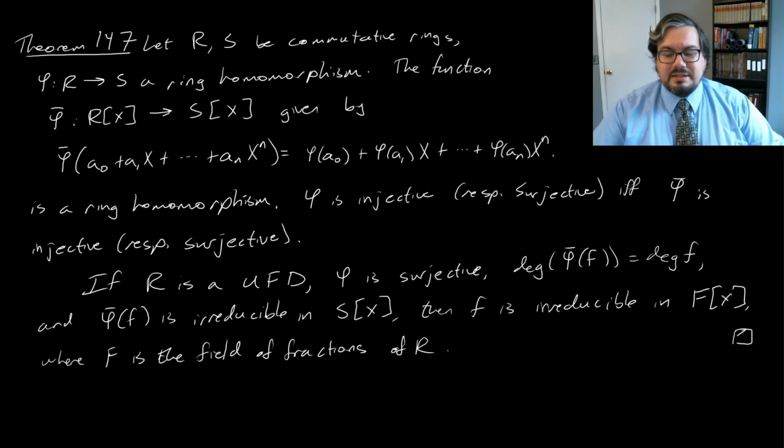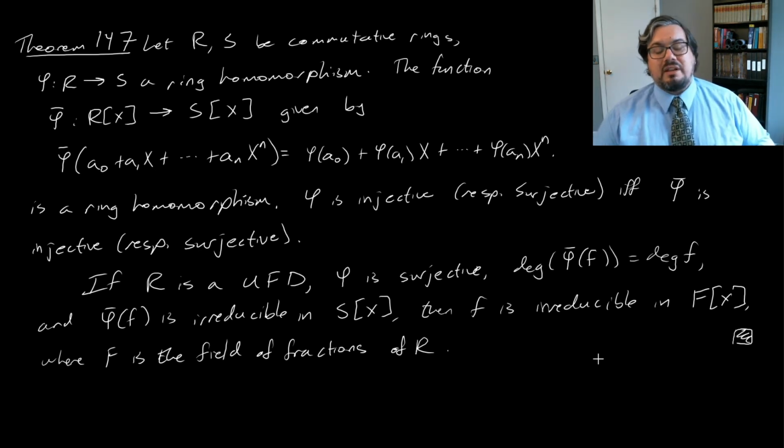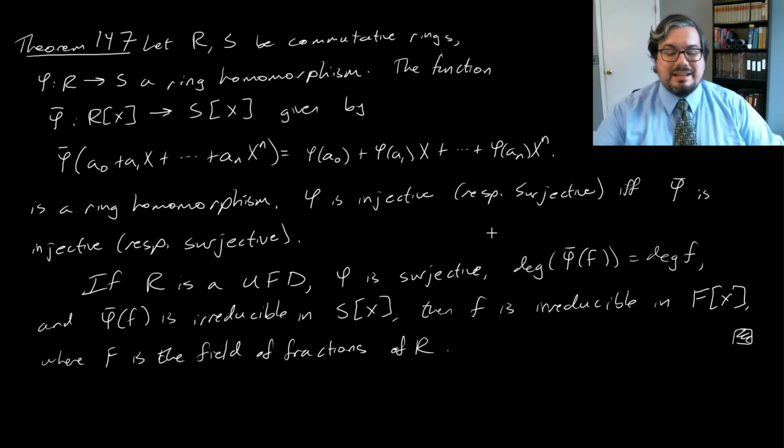Now, the fact that this gives us irreducibility in F adjoin x rather than R adjoin x is of course not an issue because of corollary 140, which says that if little f is primitive, then the irreducibility in R adjoin x and F adjoin x are equivalent.